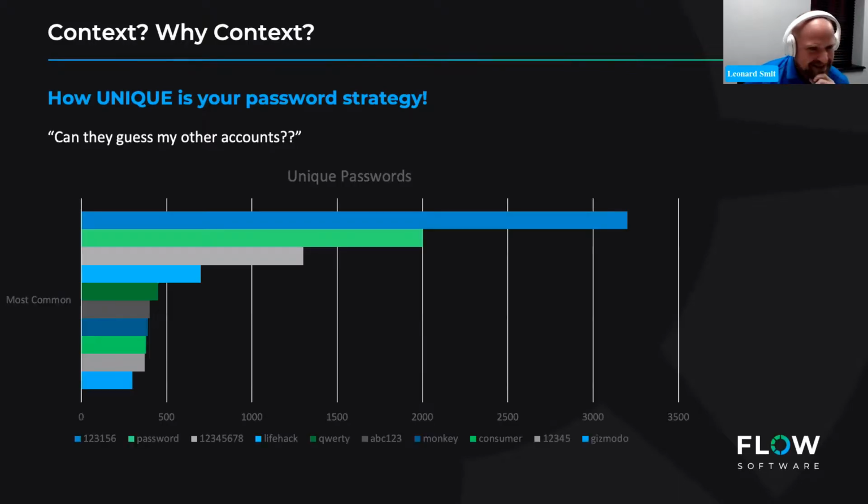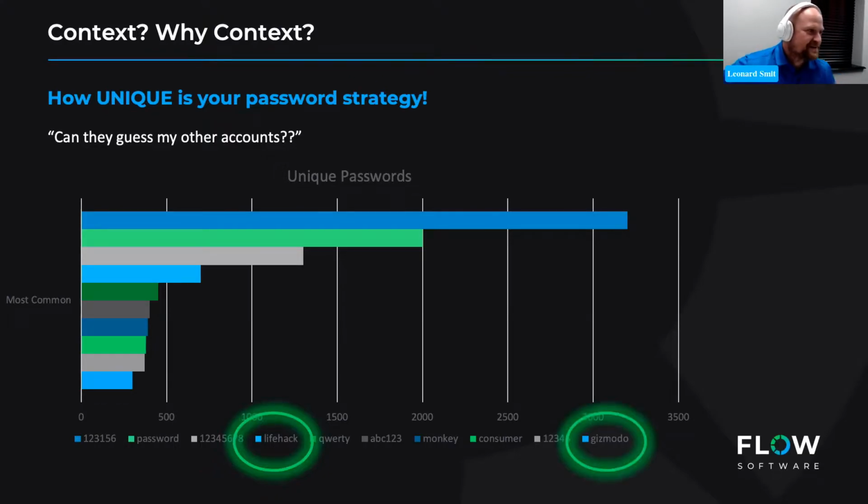And the reason for that is the following. As we know, 123456 is always the number one contender for passwords. The word password was second in line. But the two that I want to highlight here are the word lifehack and the word Gizmodo. And guess what? They were the names of the blogs. So technically, if I've got your email address, I can try and utilize this to get into any one of your accounts. And this is the power of context.